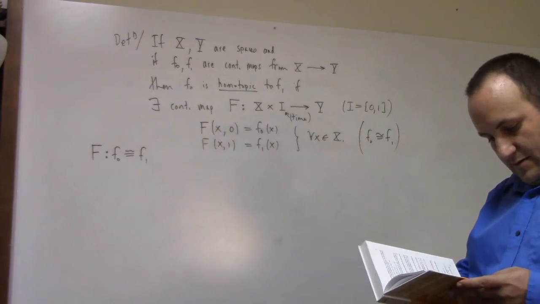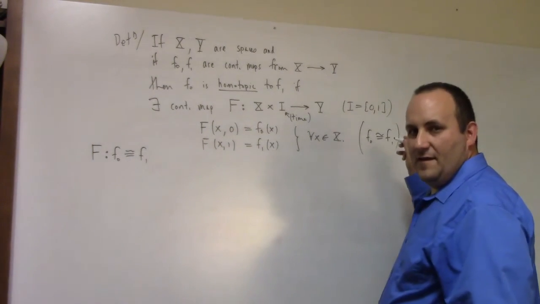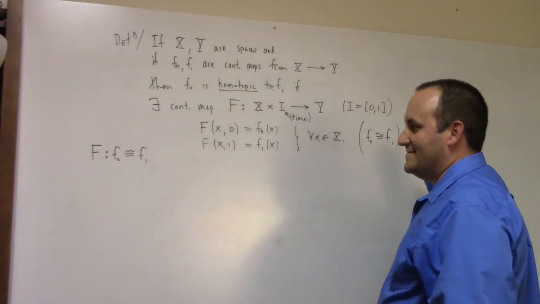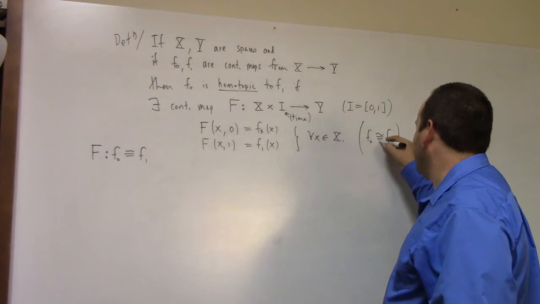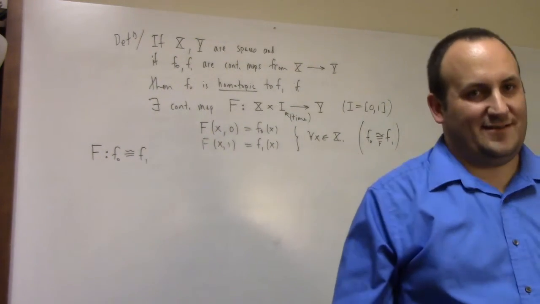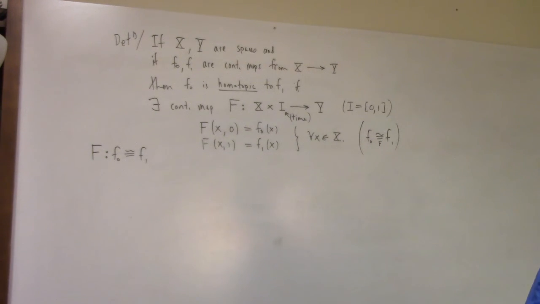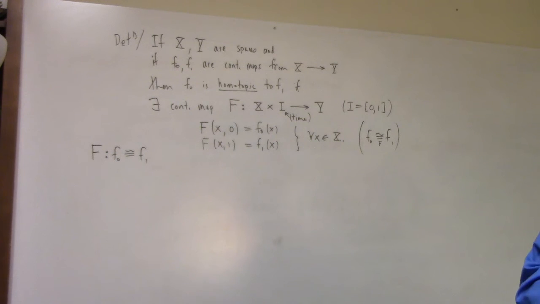Oh, okay. Or another word you hear, maybe not in this book, is witness. F is a witness to F naught and F1 being homotopic. Actually, that is kind of snazzy terminology. I think I've seen this before somewhere, but the primacy of F is nice there. Yeah, it's interesting.